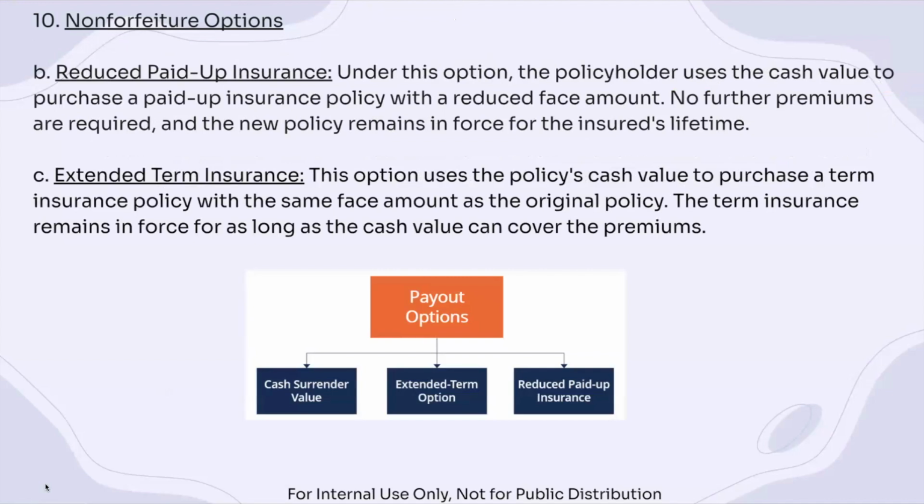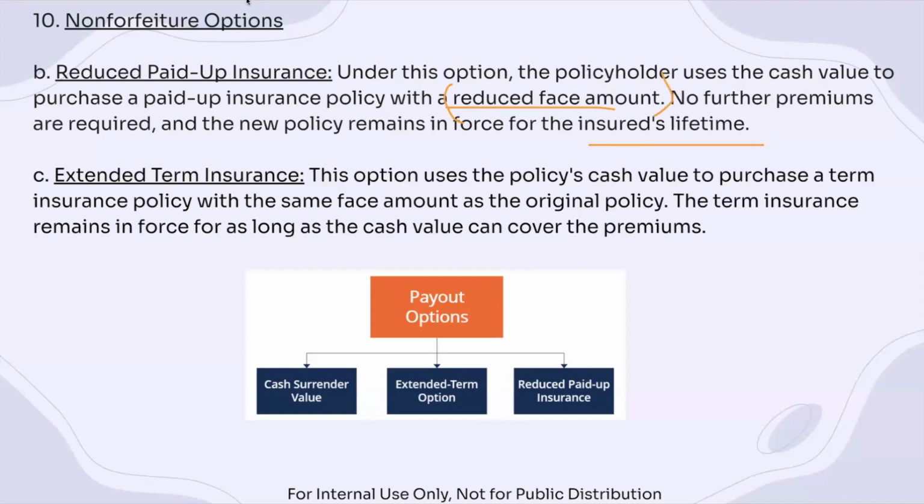The first way is reduced paid up insurance. So let's look at this term, reduced paid up insurance. This is where the policyholder uses cash value to purchase a paid up insurance policy with a reduced face value, hence reduced. But no further premiums are required and the new policy remains in force for the insured's lifetime. So what's the difference? Compared to traditional life insurance policies, yes, it does remain in force for the insured's lifetime, but with a reduced face amount. If it's with a reduced face amount, that should make sense.